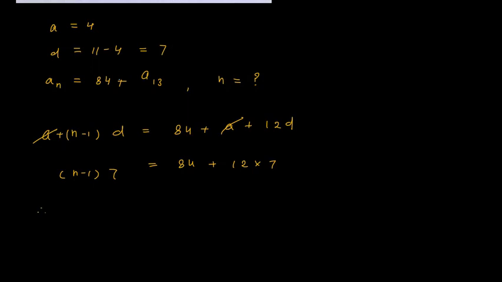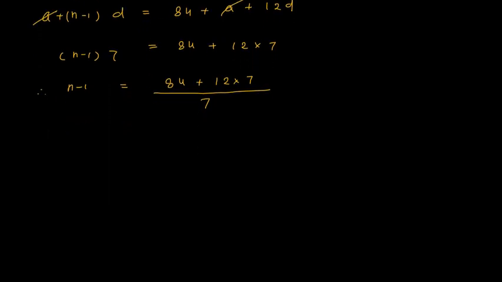So n minus 1 is equal to 84 plus 12 into 7. Now you see that I am not doing any calculation over here. Why? Because first I will multiply and add and then I will divide. So better I will divide separately. It is 84 divided by 7 plus 12 into 7 divided by 7. So this will make your calculation much easier.